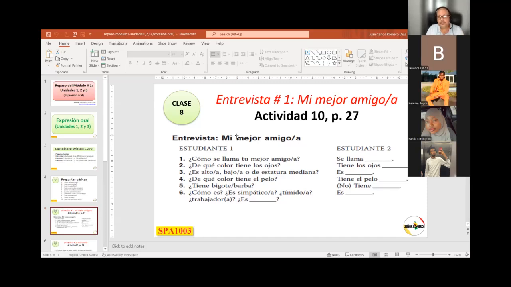Se llama John. Es un amigo. ¿Y de qué color tiene los ojos? Tiene los ojos verdes. Verdes. Nice. ¿Es alto o bajo? Es alto. Alto. ¿De qué color tiene el pelo?